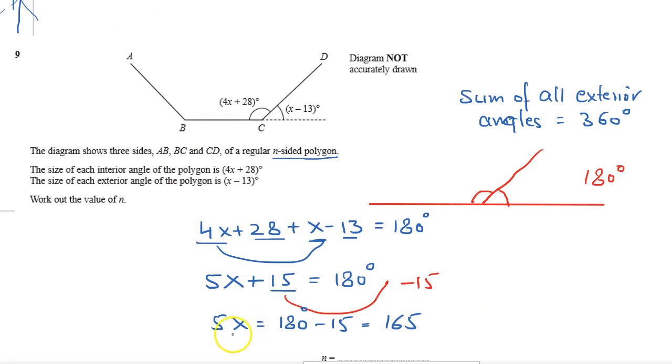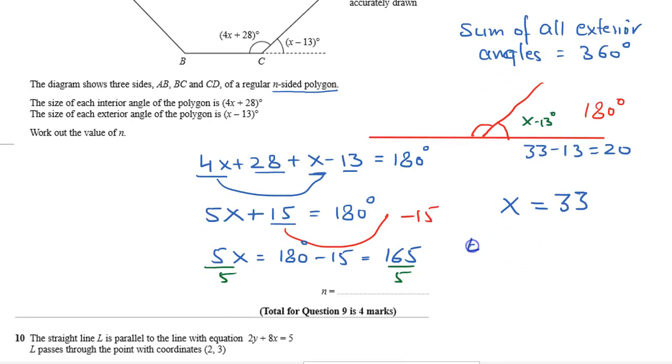Now we divide both sides by 5. So the value of x will be 33. We have to calculate this, x minus 13. So there is 33 minus 13. That is going to be 20.